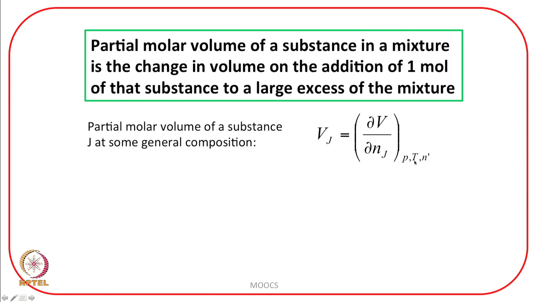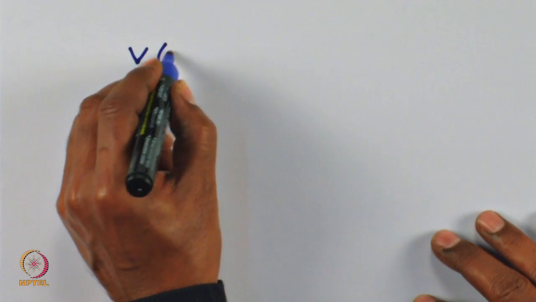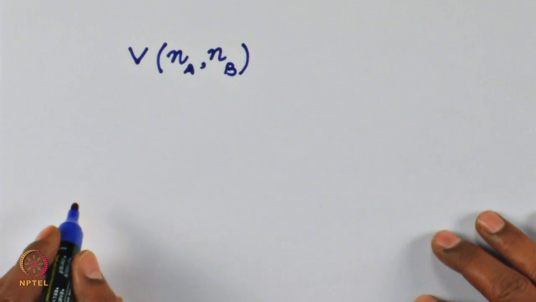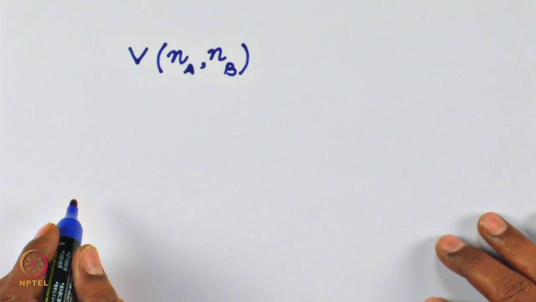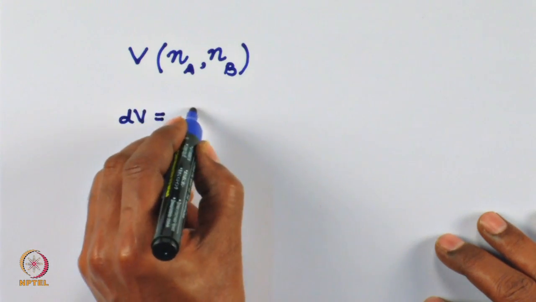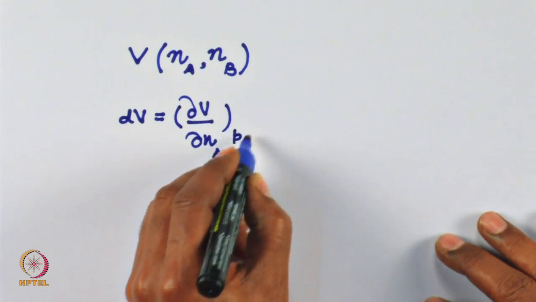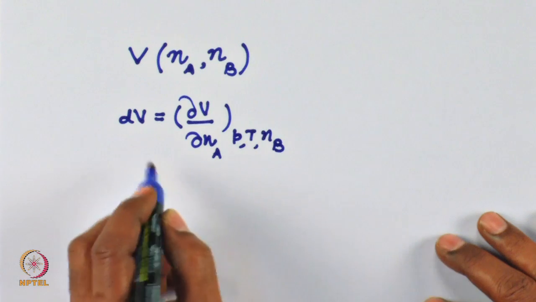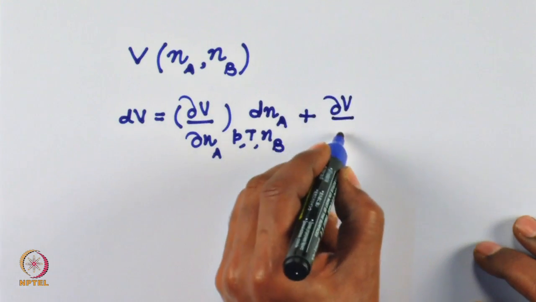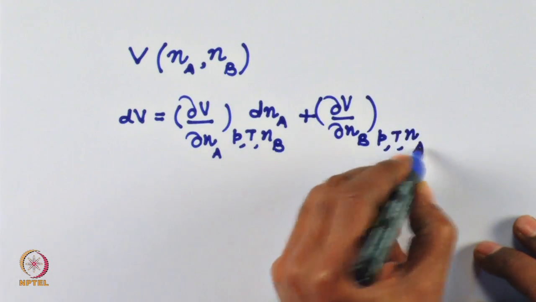Now, the total volume of a solution will depend upon the number of moles of A and the number of moles of B, if it is a binary mixture, and let us assume that the pressure and temperature are constant. Then I can write dV is equal to the partial derivative of volume with respect to Na at constant pressure, temperature, Nb, because we are holding pressure and temperature constant, dNa, plus the partial derivative of volume with respect to Nb at constant pressure, temperature, Na, dNb.